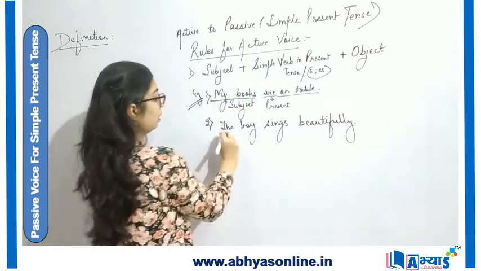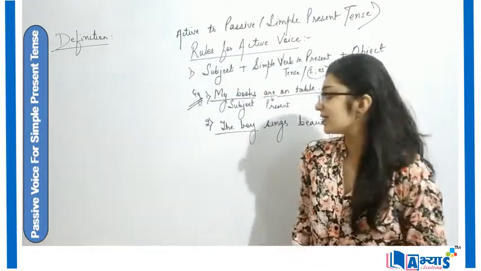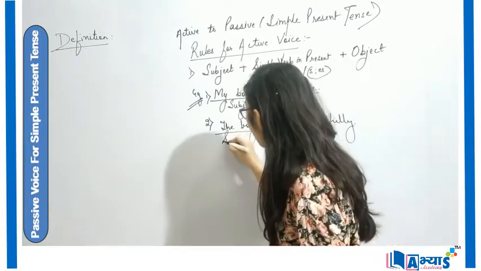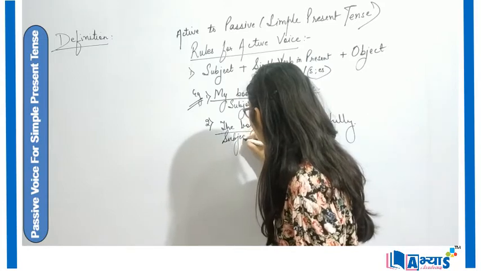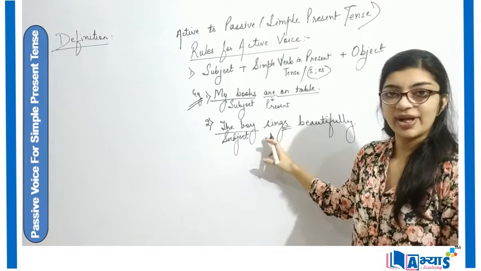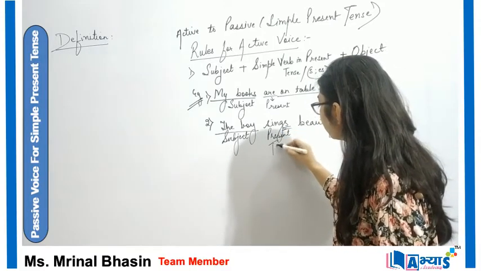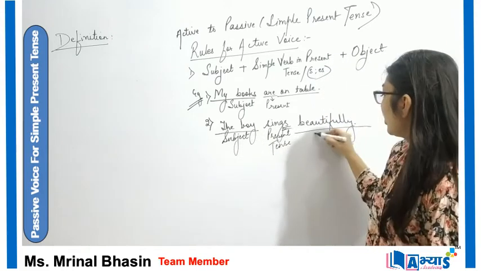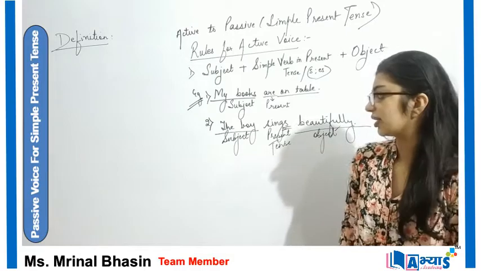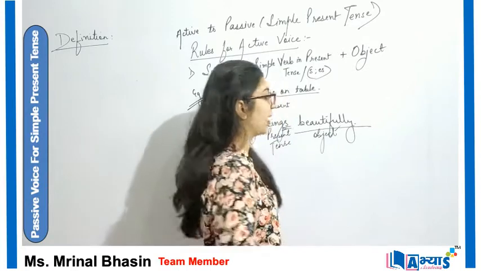Over here, again I want to first find the subject in my sentence. So the subject in my sentence is the boy. So the boy is again my subject. Sings, S is always again a present tense. And beautifully becomes my object. The remaining part becomes the object. Right? So, I think it will be clear with another example.